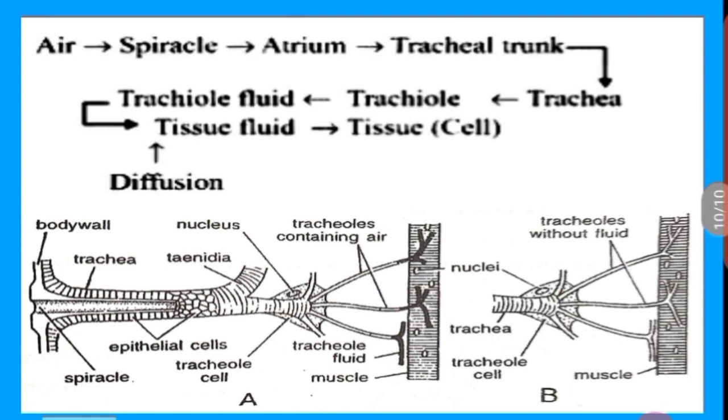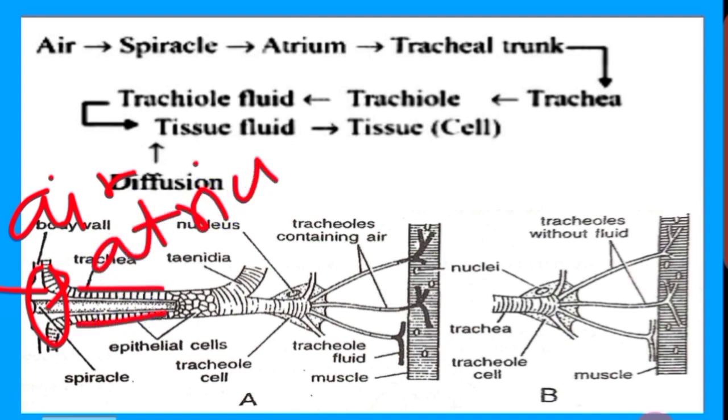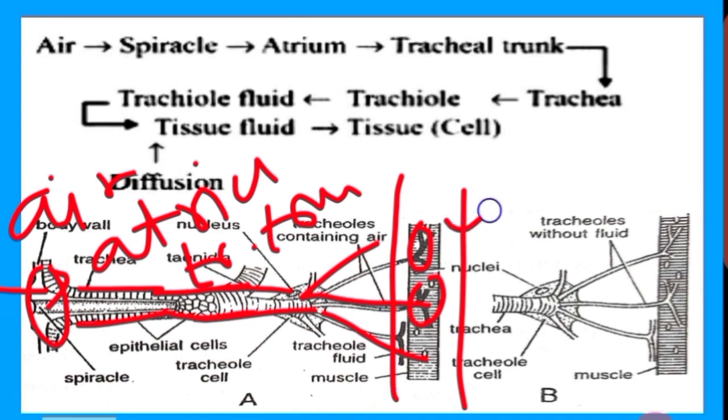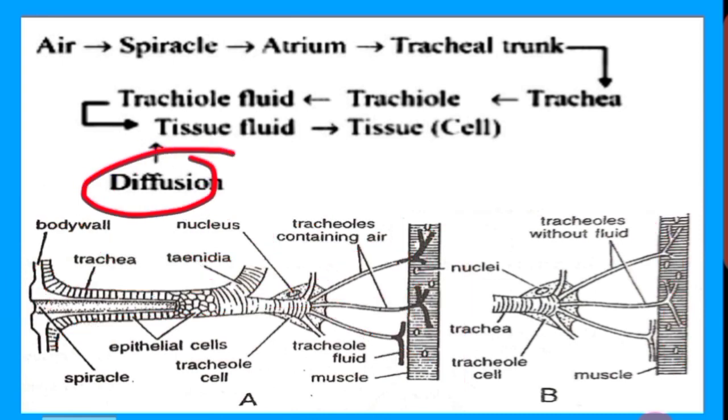See the picture? The air enters into the spiracle, then the atrium, then the tracheal trunk, then the trachea, then the tracheole, then the tracheolar fluid, where the air diffuses, then the tissue fluid, then the tissue, then the cells. Right? In the same way, through diffusion, the carbon dioxide expels out of the body cavity.